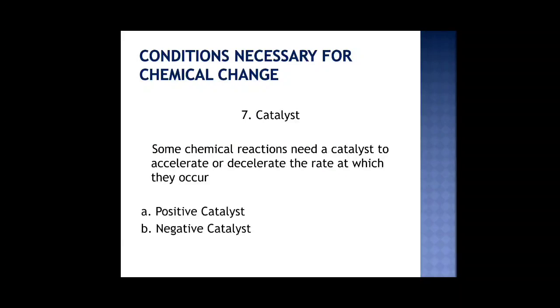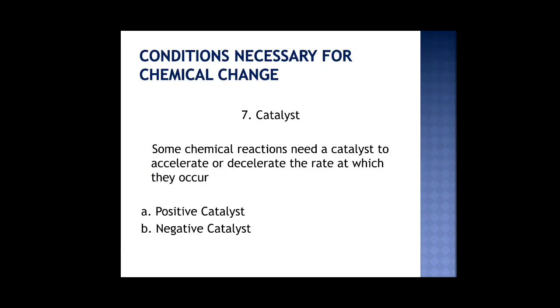Now let's see the next condition, that is the catalyst. So what is a catalyst? We have seen catalyst right from our 6th, 7th and 8th standards. A catalyst is something that helps to speed up a reaction. That is what we know. So some chemical reactions need a catalyst to speed up, that is accelerate. Or even sometimes catalysts are used to decelerate the rate of reaction. Suppose a reaction is happening at a very high speed and we do not want it at that speed, we want to control the rate of reaction. In that case also a catalyst is used.